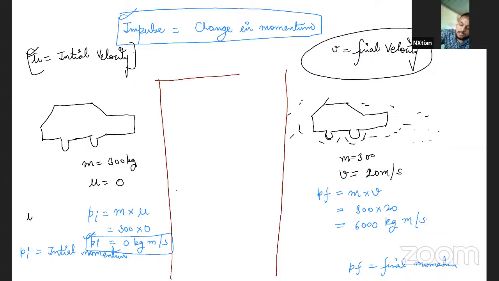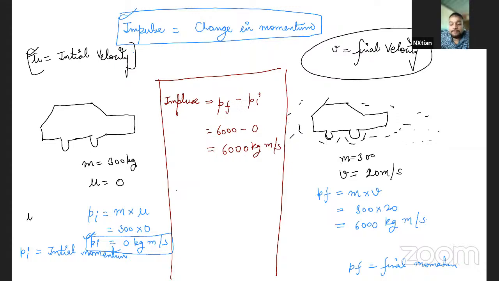Now in this case, impulse is basically, as I told you, the change in momentum. So impulse is denoted as final momentum, which is PF, minus initial momentum, which is PI. So PF is 6,000 minus initial momentum, which is 0. So the impulse in this case is 6,000 kg meter per second.